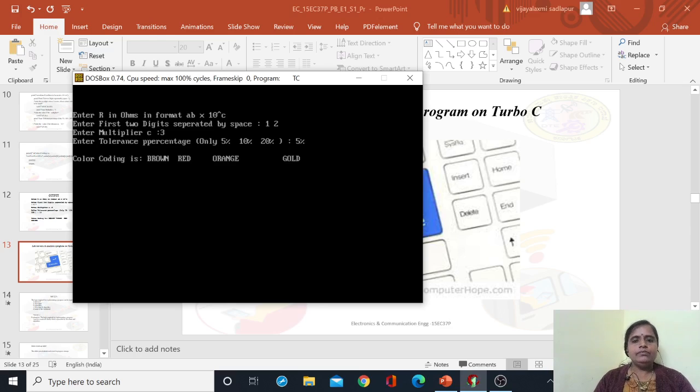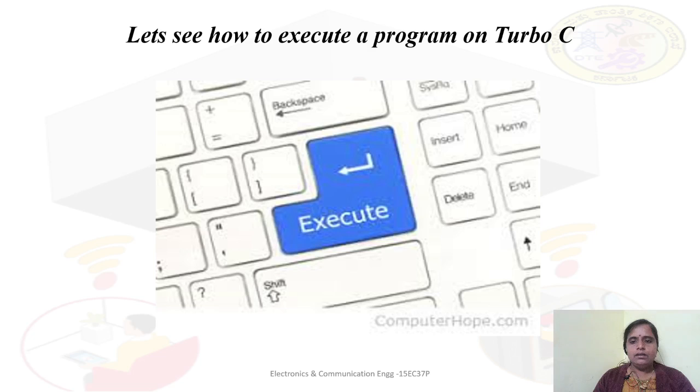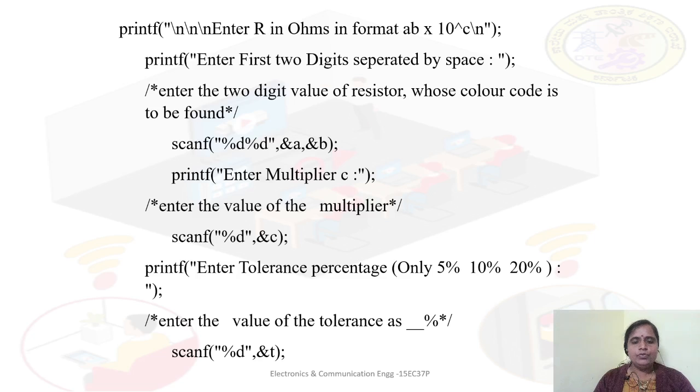Now you see we are getting the output. So what is the output? Related to your 1 and 2, we are getting brown, red, orange and gold. So this is how we have executed the program. If you just remember, I have entered 1, 2, 3 and 5. So what is the output I am getting here? Color coding is brown, red, orange and gold. So this is how we have executed the program using Turbo C. If I again open my lookup table, what was the value I have entered?